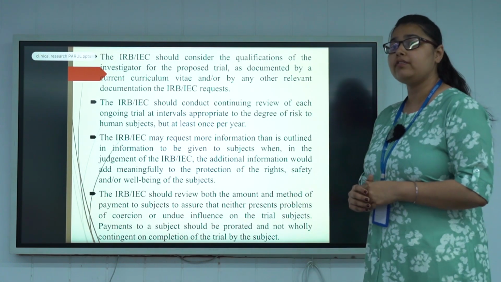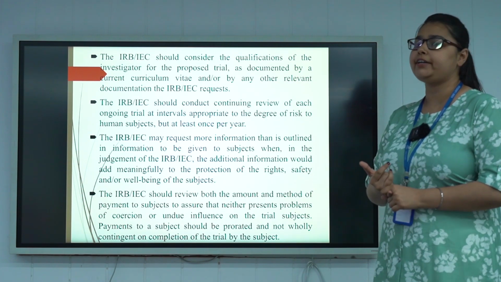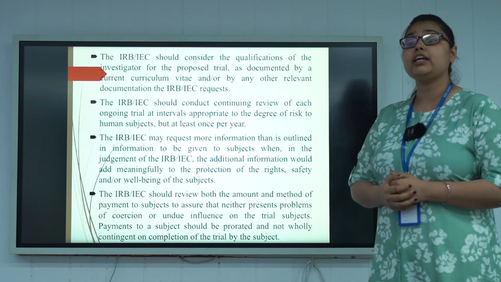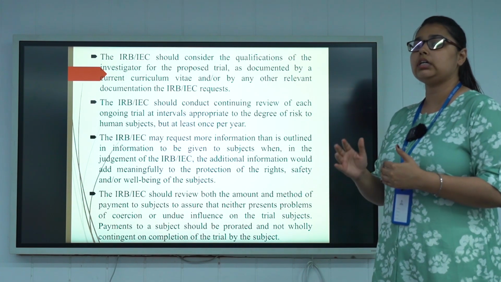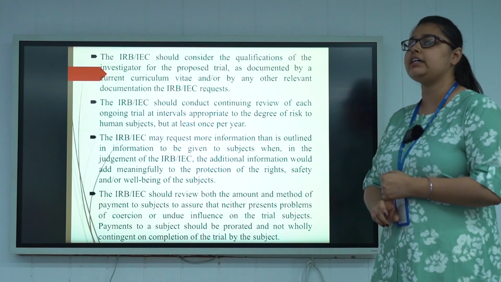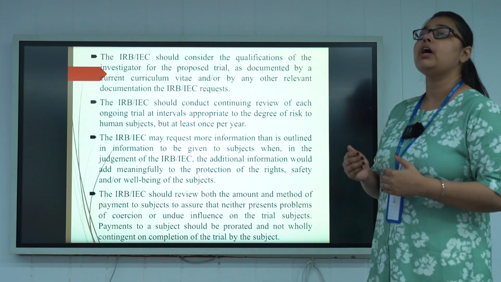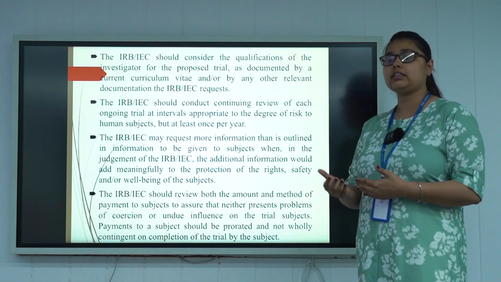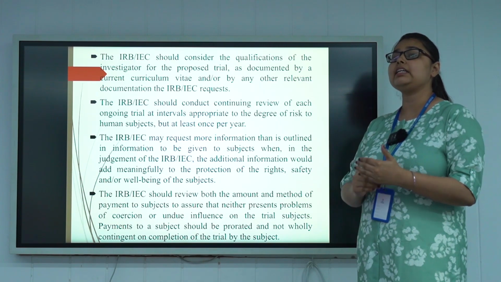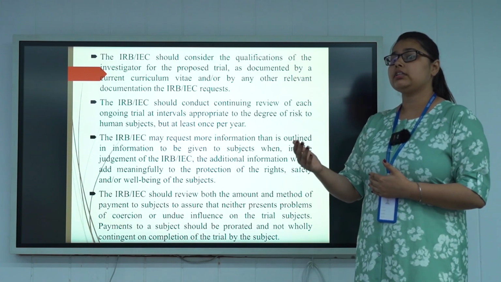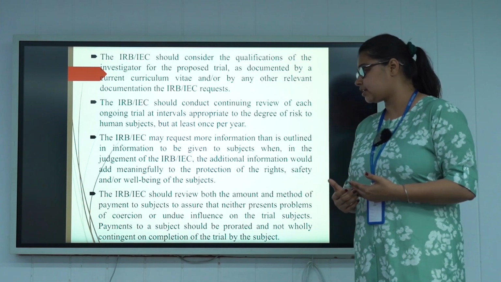IEC IRB should always look at whether the investigator who is conducting the clinical trial is qualified or not. IEC IRB should also conduct continuous review throughout the clinical trial, preferably once a year is mandatory. IEC IRB could request more information if it thinks that the information provided is not up to the mark, or any additional information that could safeguard the participants well, that information IEC IRB could ask.